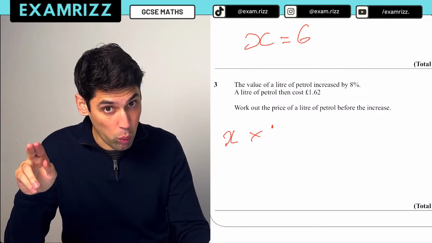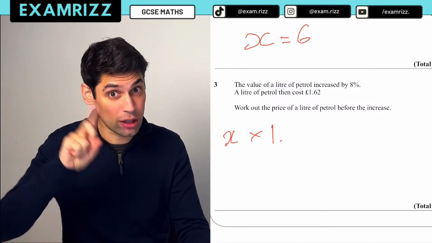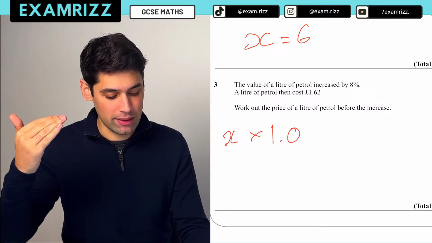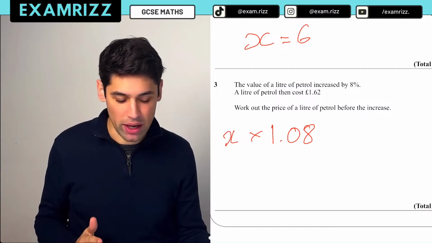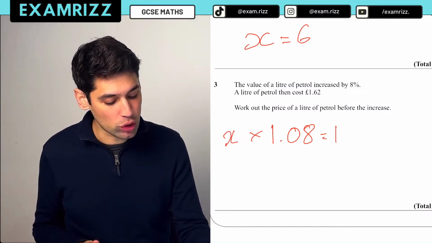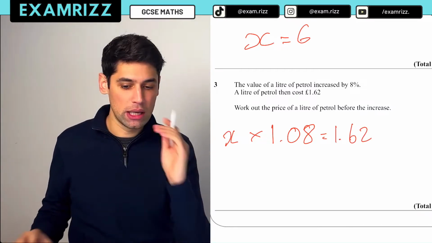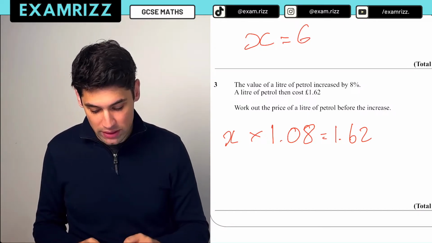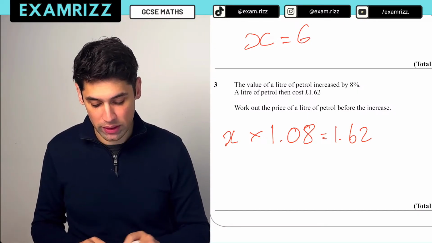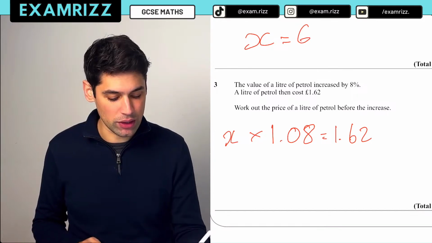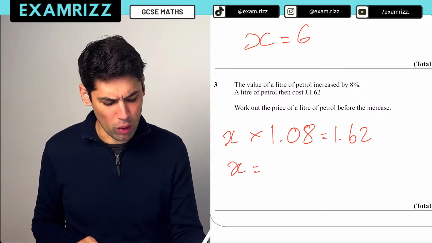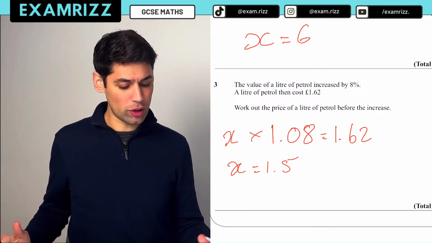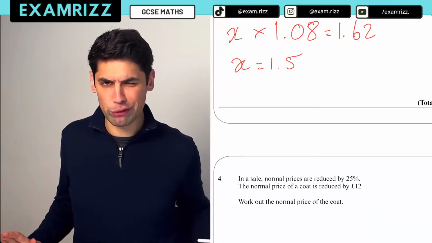If you wrote 1 point, right, because it's increased, it's going to be above 1, 1.08, then give yourself a nice pat on the back there. And that's going to equal 1.62. Now, of course, it shouldn't take too much at this stage to figure out what x is going to be. It's going to be 1.62 divided by 1.08. And that gives us a lovely number of 1.5. Again, nice numbers. Not the end of the world if we don't get them, but if we do get them, we can feel pretty pleased with ourselves.